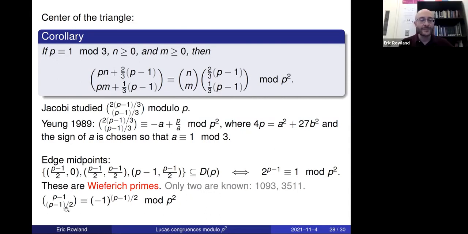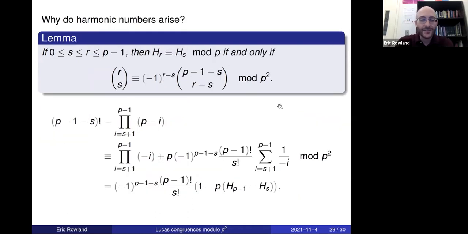And when you have a Wieferich prime, it's known that this binomial coefficient is plus or minus 1 modulo p squared. So lots of interesting geometry, lots of interesting number theory in this topic. I want to give some indication about why the harmonic numbers are arising, and that's because of this characterization. If you read this congruence modulo p, this is the congruence that holds always in the first p rows. And it holds modulo p squared precisely when these two harmonic numbers are congruent mod p.